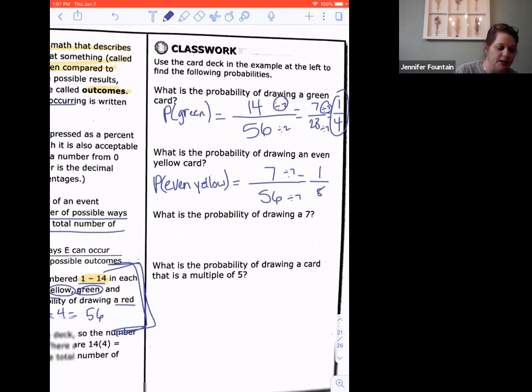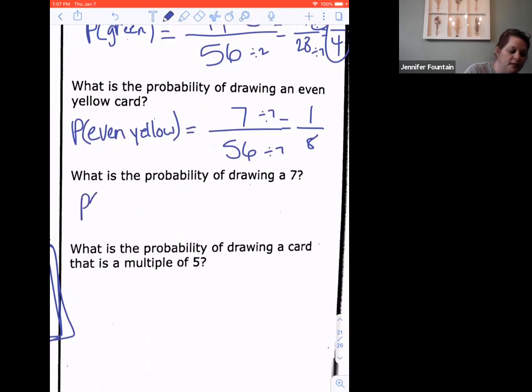Now let's look at the next one. What is the probability of drawing a 7? Out of the 56 cards, how many 7s do I have? How many color choices do I have?